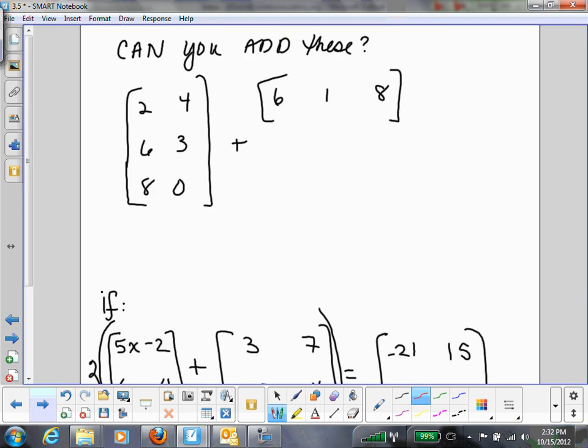Okay. Can I add these? What are the dimensions of this? 3 by 2, and this one is a 1 by 3. Can I add these? No, the dimensions are not the same. Nope.